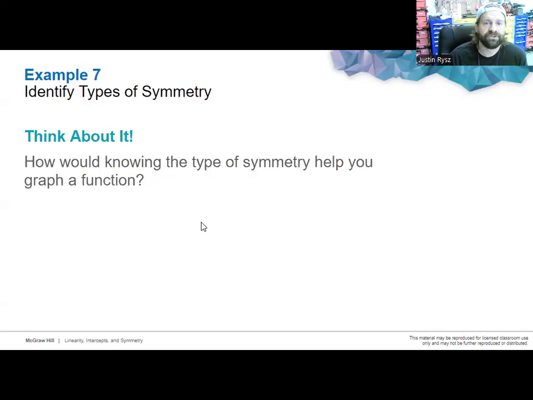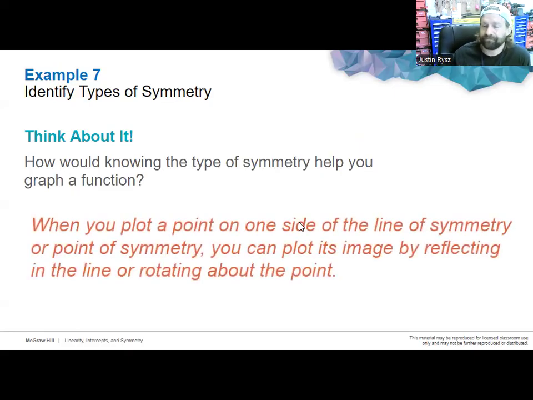Okay. How would knowing the type of symmetry help you graph a function? Think about this here. Pause the video. See if you can think of a reason why it's important when we're graphing functions to know the type of symmetry. You might have to think outside the box here. What if we were trying to graph without using Desmos? If we know that we can find the point of symmetry or the line of symmetry, we can use that, and everything on the opposite side would be the same number. So we can basically eliminate half of our work if we know where to reflect it or rotate it.